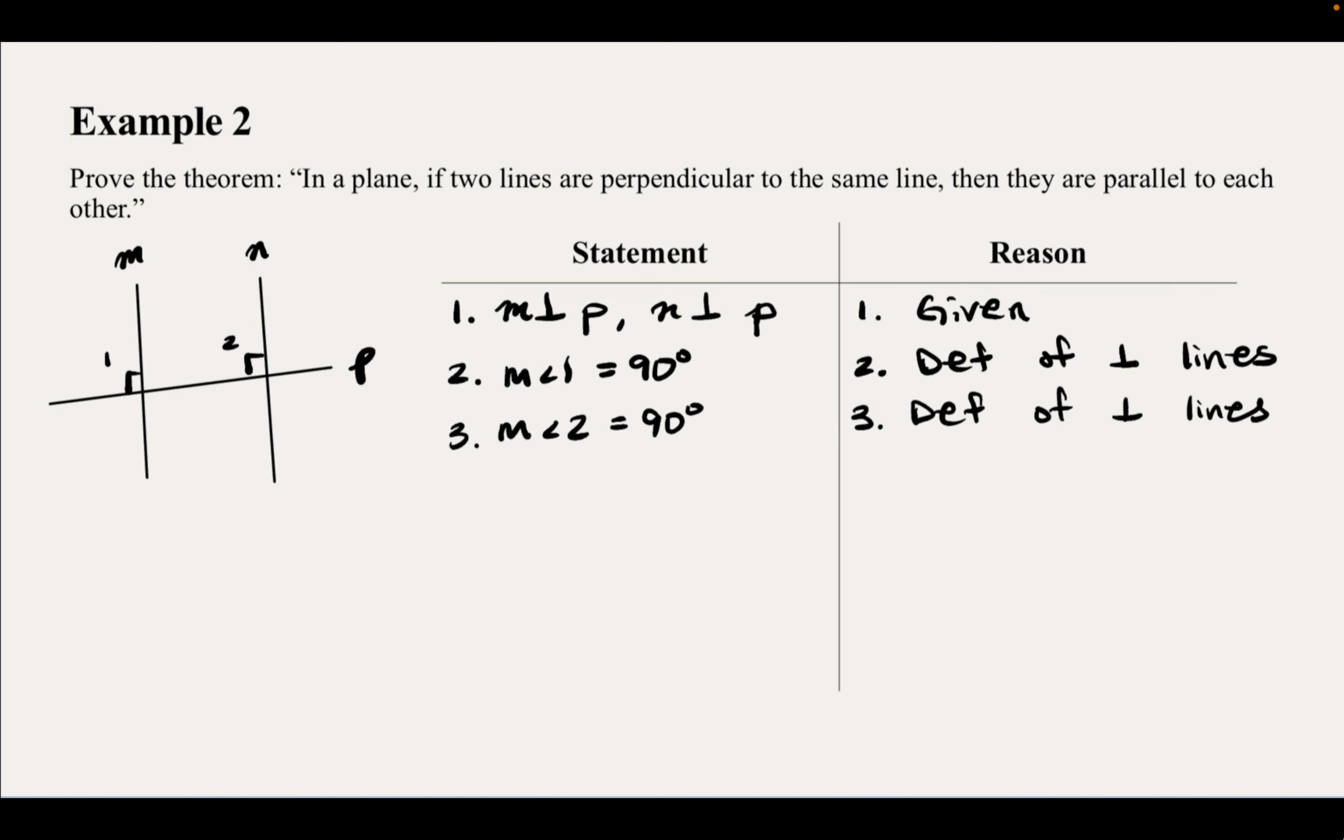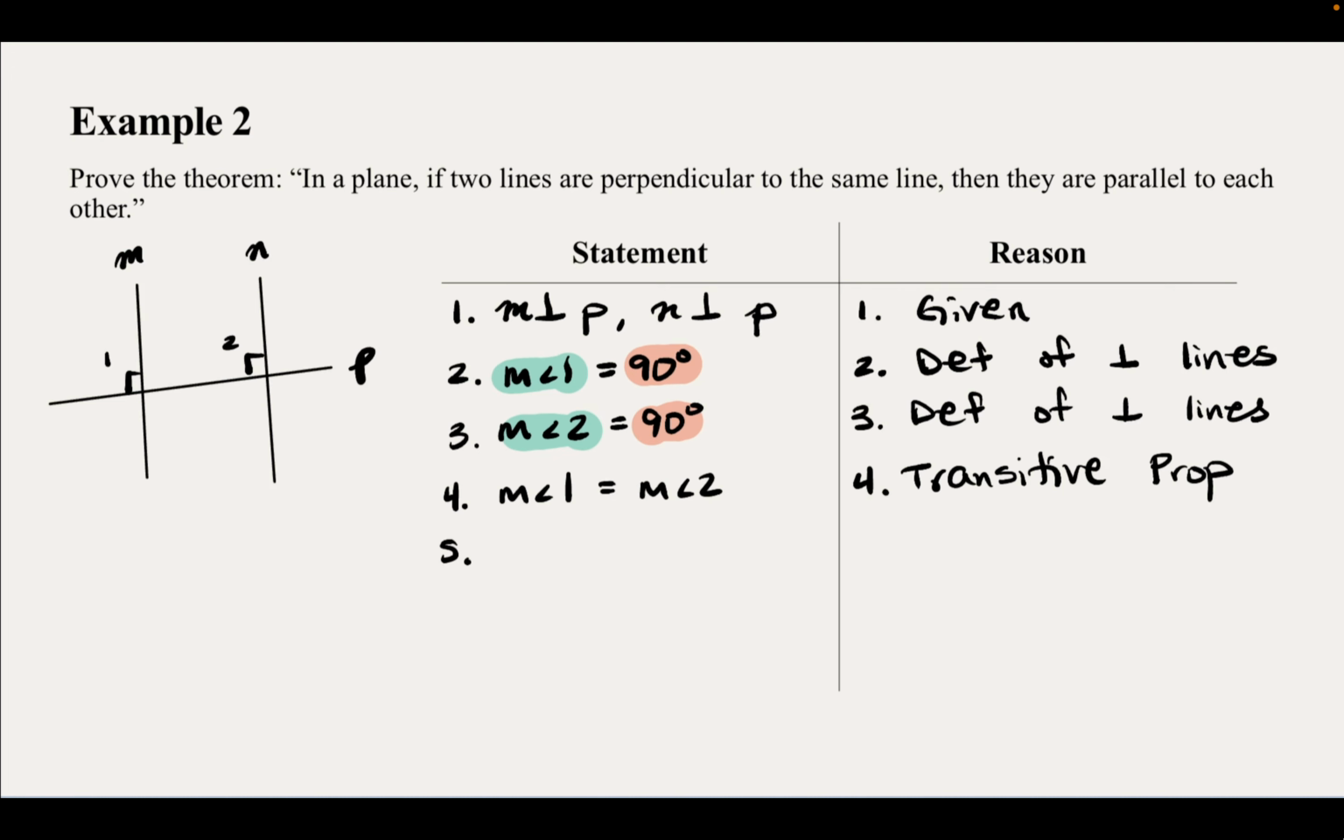And now I can see 90 degrees in both of those two statements. That tells me that the measure of angle 1 is equal to the measure of angle 2. Because they're both equal to 90, that means they have to be equal to each other. That is the transitive property. Two things that are equal to the same thing, transitive property.